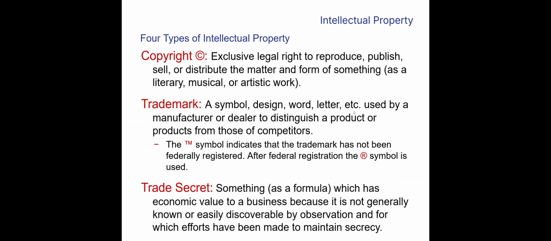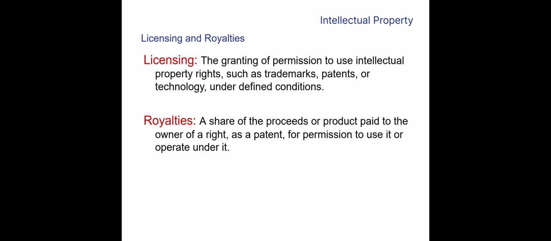Trademark: symbol, design, word, letter used by a manufacturer. And so you get the little TM. So you can put a TM on something right away, but it hasn't been registered yet. After you fill out the paperwork and get it registered, then you get the little R in the circle to indicate that it has been registered. As I understand, again, I'm not a lawyer, but as I understand it, you can put the C on it right away before you fill out the paperwork, and therefore you're copyrighted.